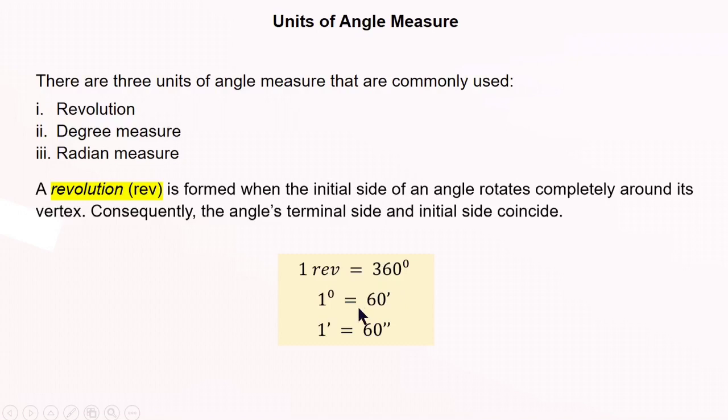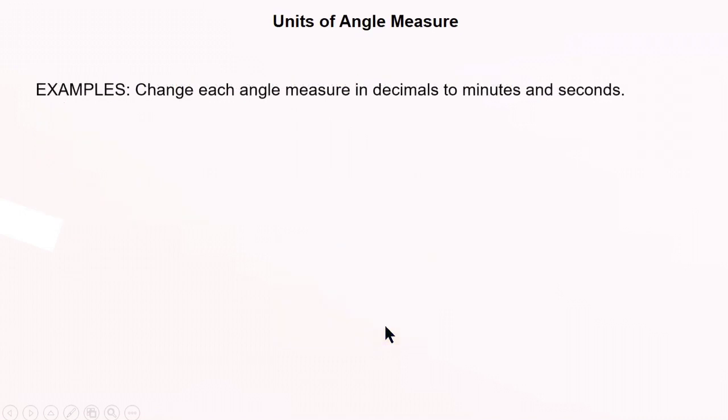1 degree is equal to 60 minutes. And 1 minute is equal to 60 seconds. This is the minute symbol, while this is the second symbol. Examples. Change each angle in decimals to minutes and seconds.